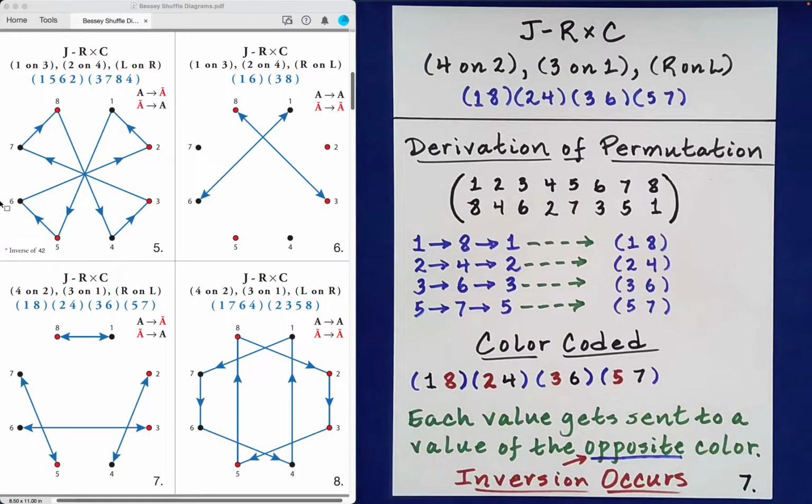And I should point out the graph for the 7th shuffle. So it's over here, bottom left. As we've seen, we're looking at 4 transpositions. What you should expect to see are double arrowed lines between some red value and some black value. Okay, so 1 goes to 8, 8 goes to 1, 2 over here goes to 4 down there, and 4 goes to 2. 3 over here goes to 6, and 6 goes to 3, and then 5 goes to 7, and 7 goes to 5. And then we've indicated that inversion occurs.